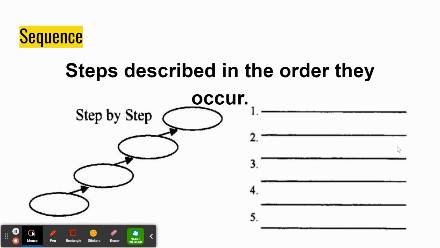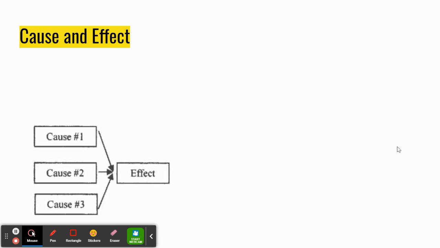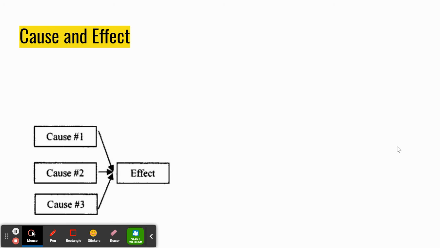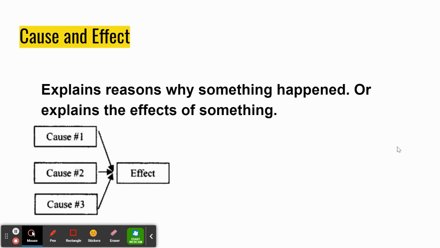All right. Next text structure is cause and effect. So this one explains the reasons why something happened or explains the effects of something. So it's going to tell you what caused something to happen or the effects of something.